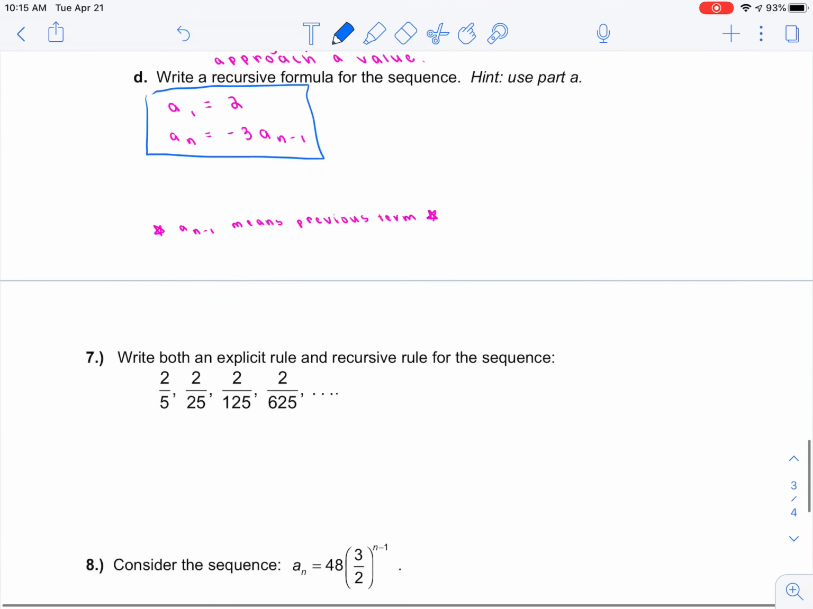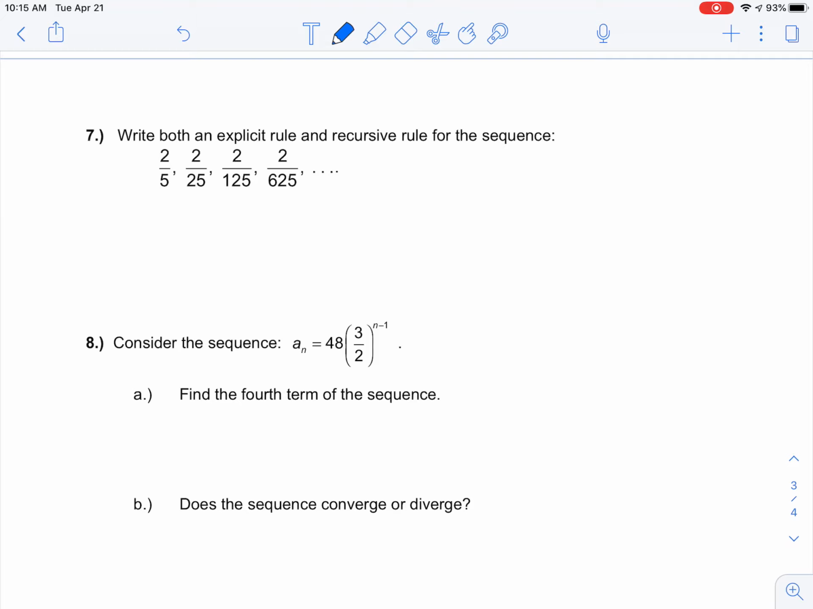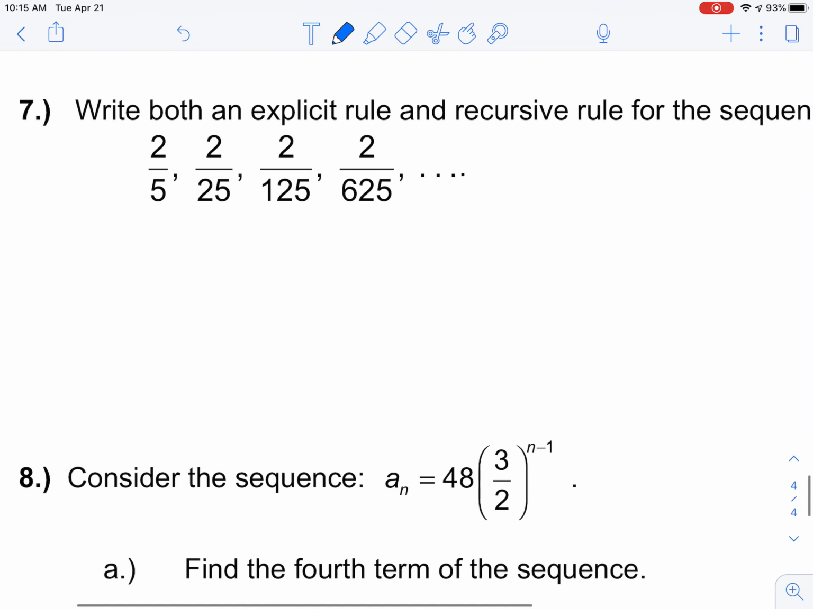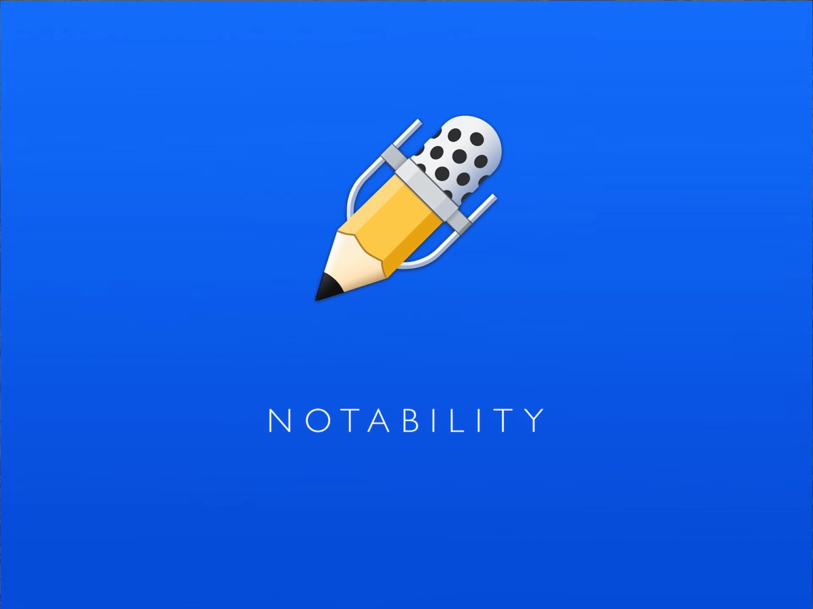Okay? Moving on, the next part of the notes is having you write explicit and recursive rules. So if you are given something that looks like number 7, and I say write an explicit rule, you really don't want to think about what are we doing to the first term to get to the second? What are we doing to the second to get to the third? That's recursive.